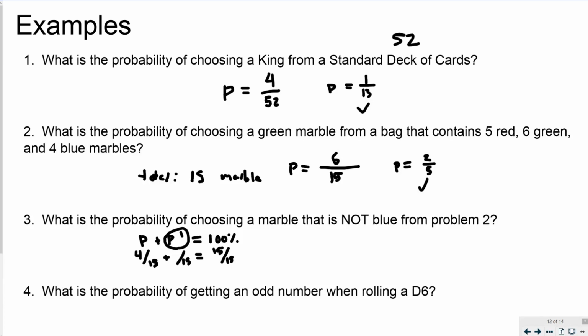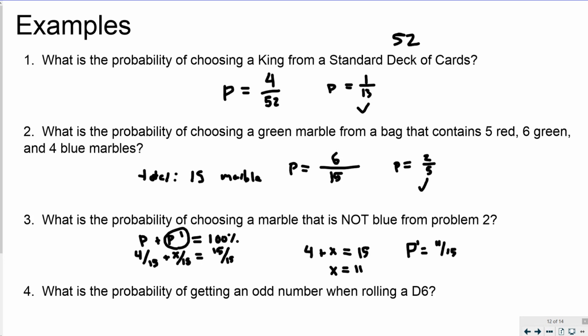out of 15. And the number on the top here, x out of 15, needs to be the number that, when added to 4, adds up to 15. So 4 plus x equals 15. Really simple algebra problem, and I can calculate that x is 11. So the probability of not drawing a blue would be 11 out of 15.